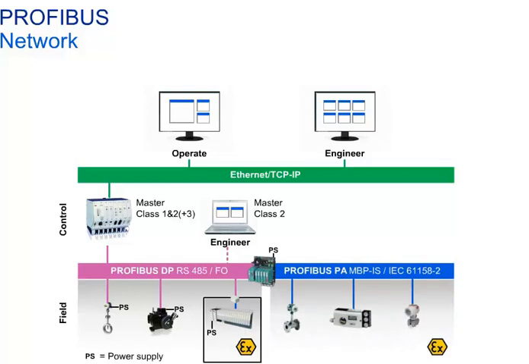A Profibus DP PA segment coupler or link is always installed between the DP and PA segments. It provides the protocol conversion and the power supply to the PA field devices. Profibus PA field devices are only connected to the 2-wire PA cable, virtually a 2-wire field device, and can also be placed directly in Zone 1 hazardous areas.